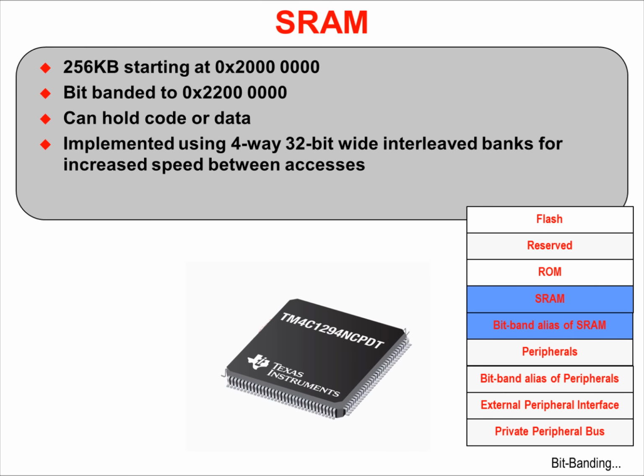SRAM memory is 256 kilobytes starting at 20 million and operates at 120 megahertz. That physical memory is bit-banded into address 22 million. SRAM can hold code or data. You can execute code out of SRAM if you choose to do so. SRAM is physically implemented using 4-way, 32-bit wide interleaved banks to increase speed between accesses.